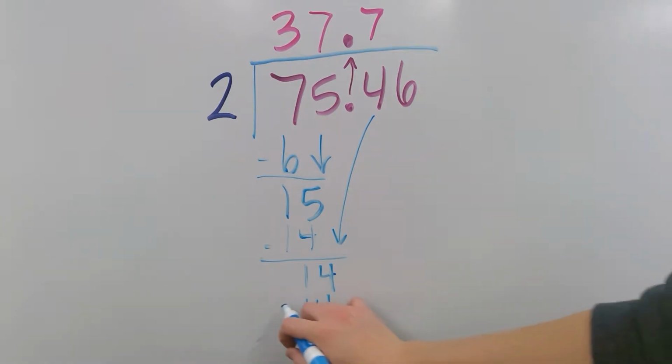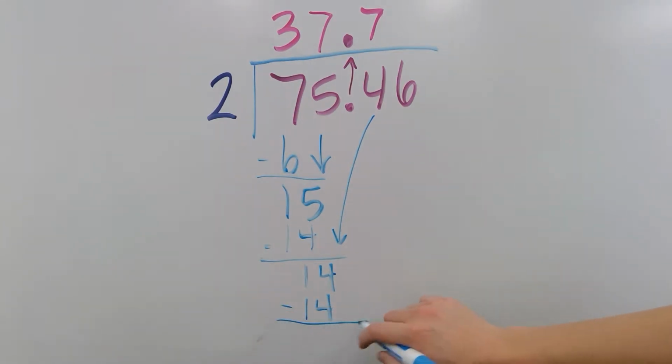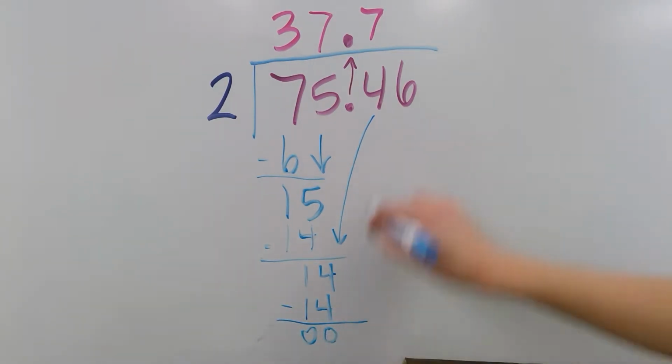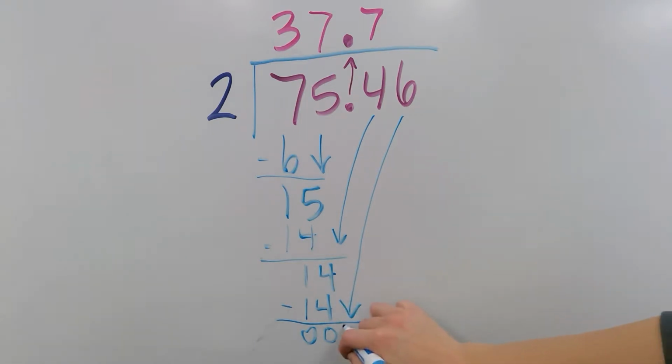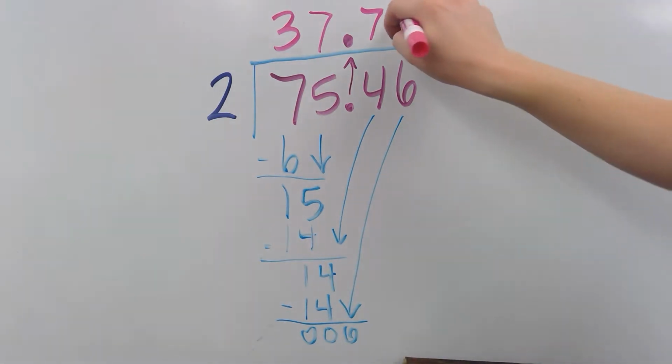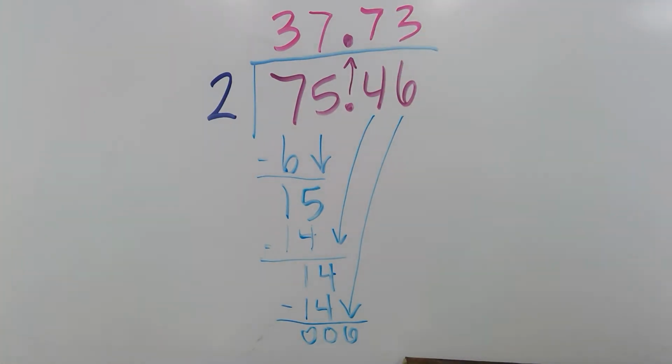All right, sorry, I had to back it out so we could see a little bit better. When we subtract, we get 0. Bring down the 6. How many times does 2 go into 6? 3 times, which is 6. And when I subtract, there's nothing left over. All right, I ran out of room there at the end. That's okay, I was able to finish.